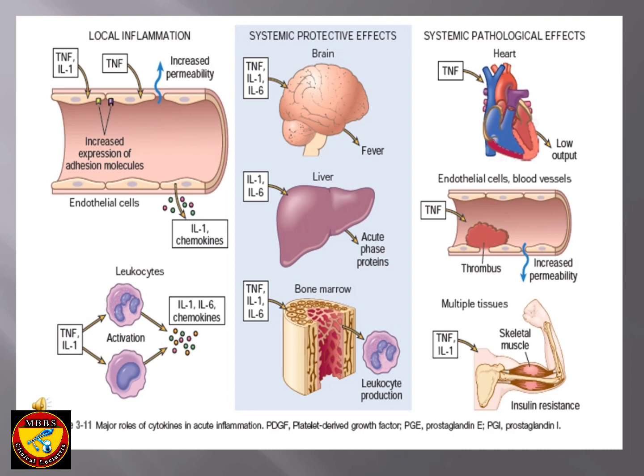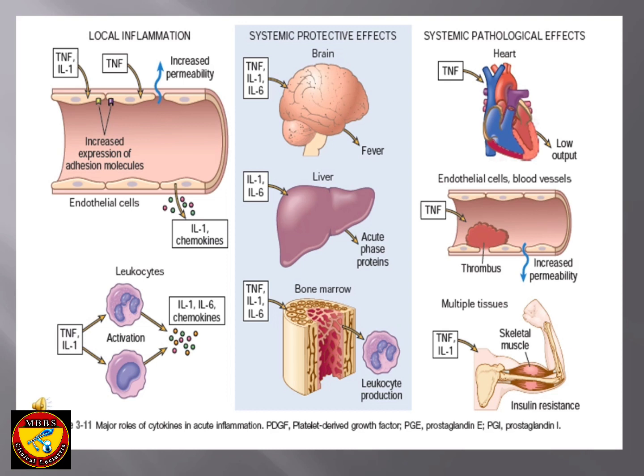It increases expression of adhesion molecules and it increases permeability, right? So it causes edema and emigration and the rolling process, which you have learned in the vascular events, right? Then TNF also acts on leukocytes to further secrete interleukin 1 and interleukin 6, and these are the local inflammation effects of TNF and interleukin 1. So majorly TNF and interleukin 1 are the cytokines which mainly act in acute inflammation.